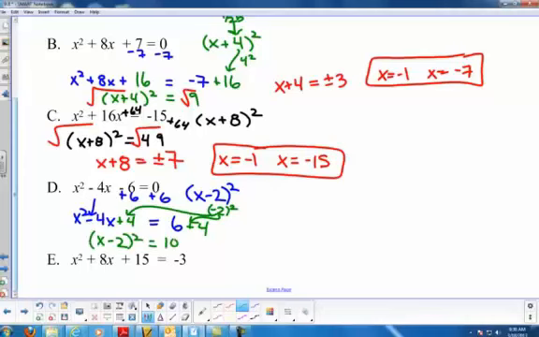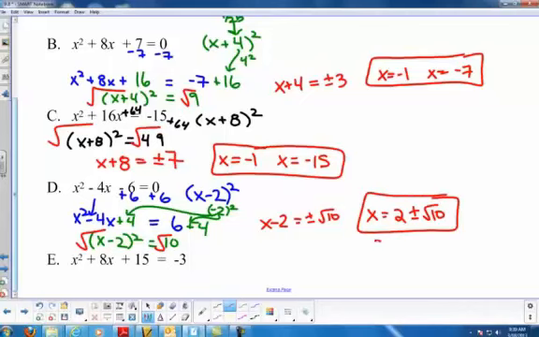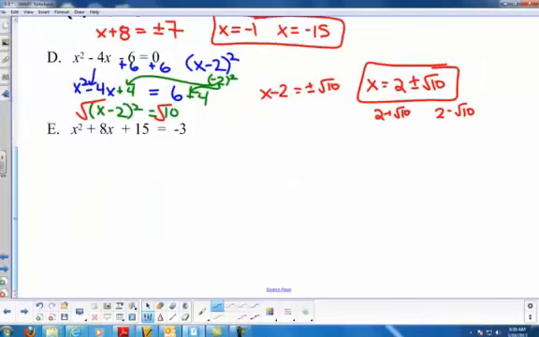This time 10 is not a perfect square, so when you square root both sides, you're going to get x minus 2 equals plus or minus root 10. Whoa. So you're going to add the 2 over, so x equals 2 plus or minus square root of 10. That's the 2 solutions. That's telling you you have 2 plus the square root of 10, and you also have 2 minus the square root of 10. You could find the decimal in your calculator, but the decimal is a rounding error, so you can just leave it like that.